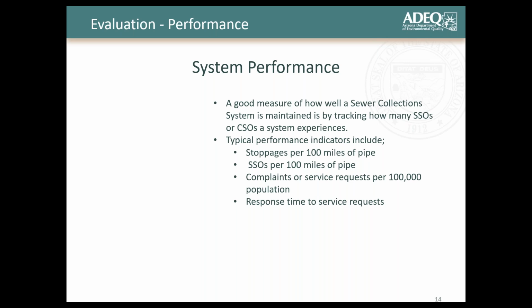Typically, you want to look at stoppages per 100 miles of pipe, or SSOs per 100 miles of pipe. You want to track how many complaints or service requests you're getting per 100,000 people in the population, or you want to track things like how quickly you respond to these service requests.